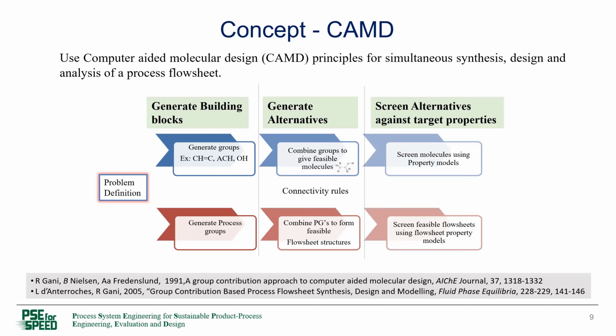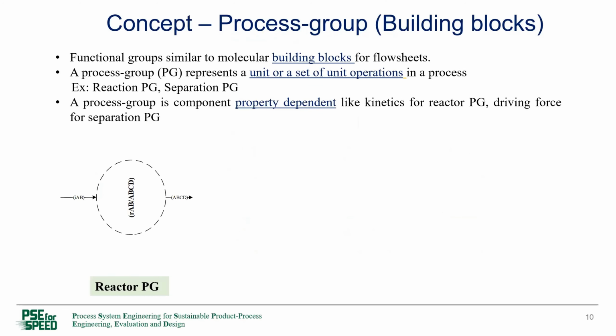And then if we also have some property models, like the group contribution property model of a molecule, can we then also calculate the properties of the flow sheet? Then we do not need any simulation at this stage, up to this point. So let's see what a process group would be. A reactor process group has an input, which is 2 compounds, A and B, and an output, which is 4 compounds, A, B, C, D.